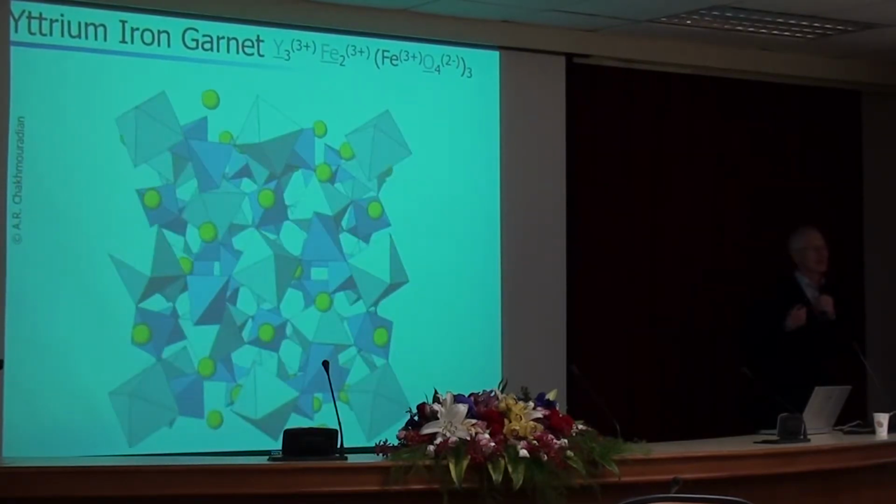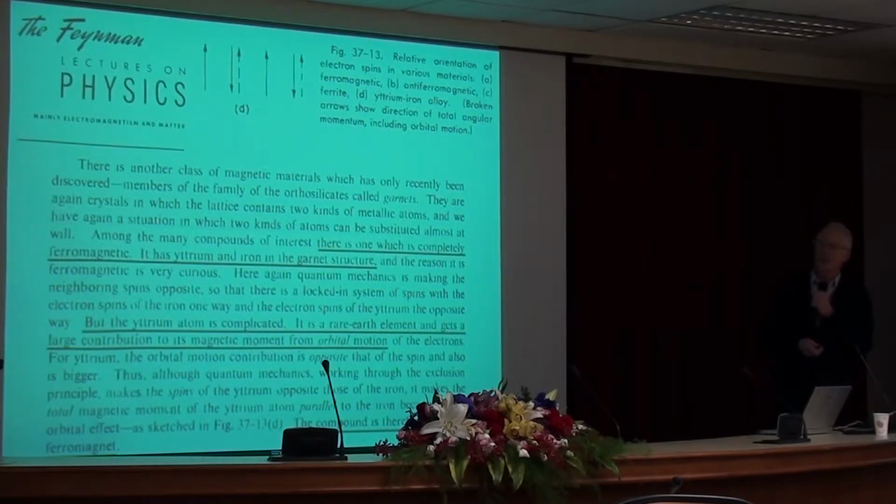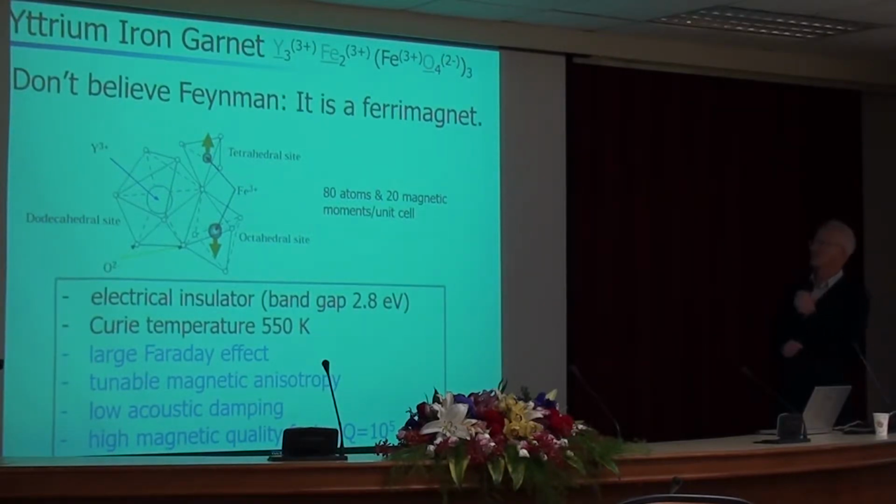Now, the nature of YIG is controversial. There is a guy called Richard Feynman who tries to tell us that YIG is a ferromagnet. Don't believe it. It's a ferrimagnet, right? Here is a cut of the crystal structure.